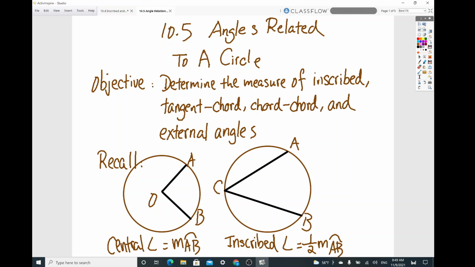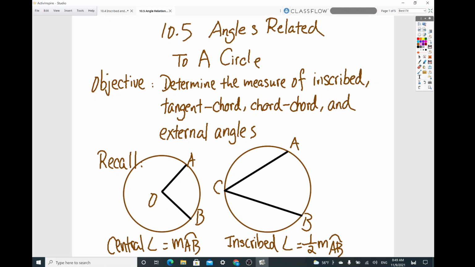So Mr. Chen again. This one is a continuation of Unit 10, Circles. For section 10.5, angles related to a circle. The objective for the lesson today: determine the measure of inscribed, tangent-chord, chord-chord, and external angles.